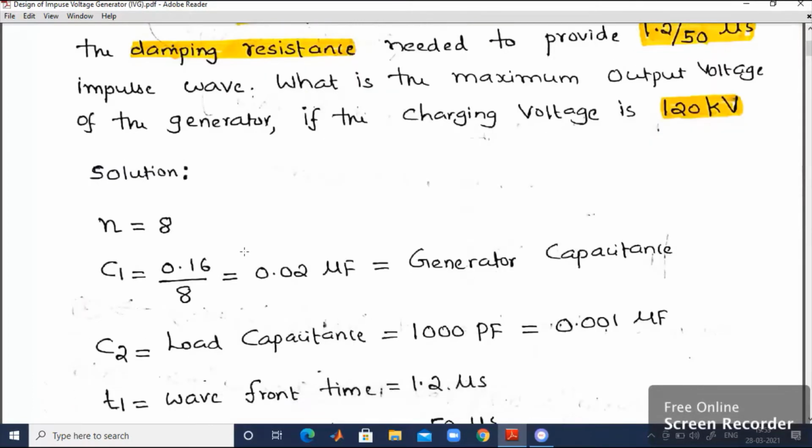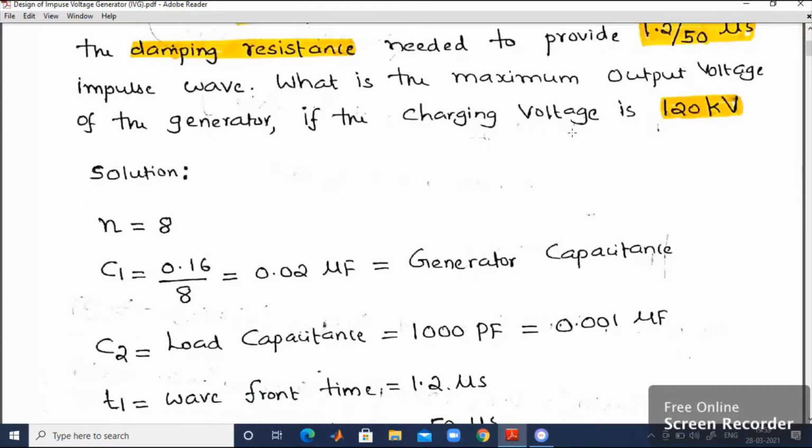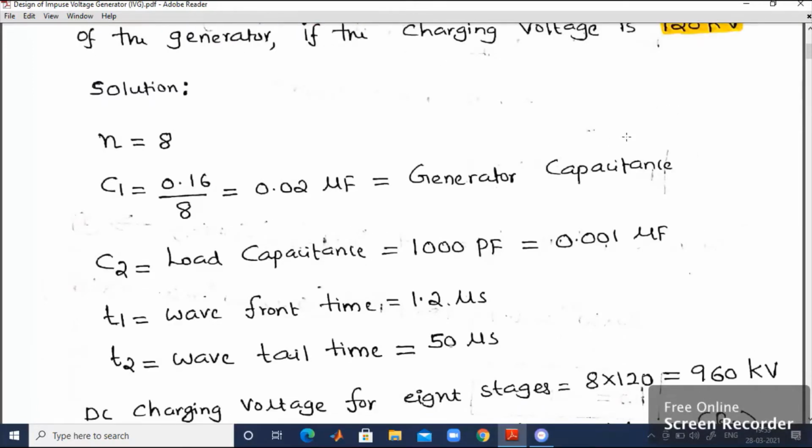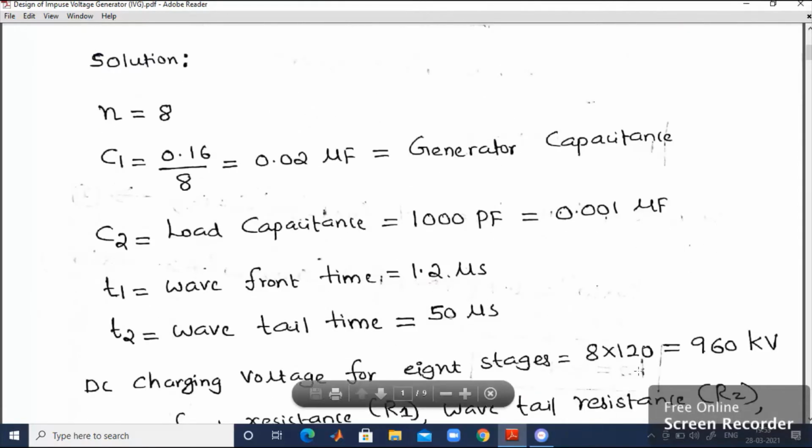Afterwards, you can note down the wavefront time. Here, the wavefront time is equal to 1.2 microseconds and the wavetail time is equal to 50 microseconds. That you can directly note down. And also the charging voltage of a single stage is given as 120 kV. If you want, you can calculate for 8 stages. For one stage, the charging voltage is equal to 120 kV. Therefore, the charging voltage for 8 stages is given by 8 into 120 kV, that is nothing but 960 kV. That also you can note down.